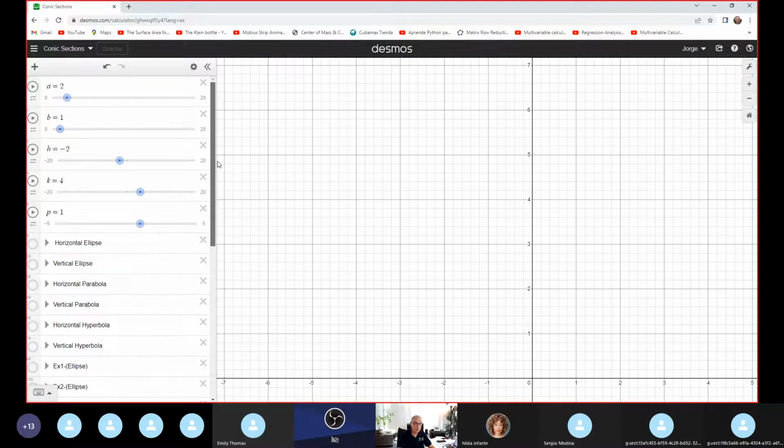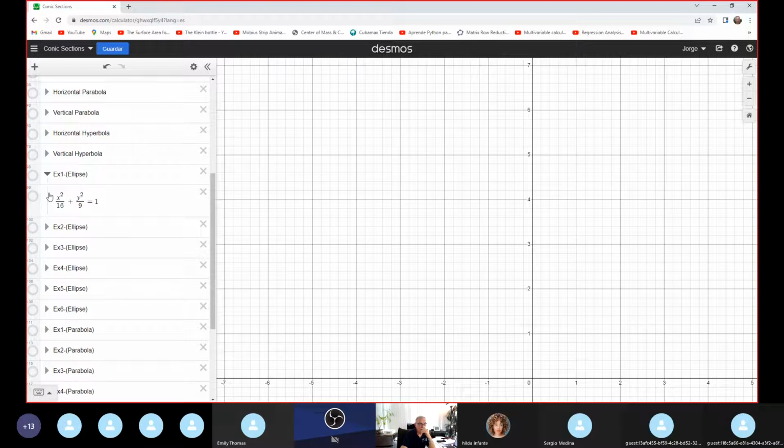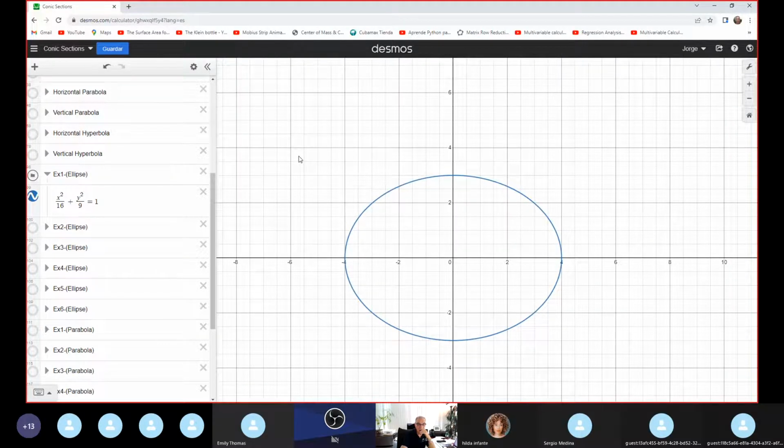This script contains a lot of the examples that we are doing today, the majority of them. For example, example 1. Do you see that? x squared over 16 plus y squared over 9 equals 1. You click here, and you see our ellipse, but you see our ellipse without points. And this is not a good answer.